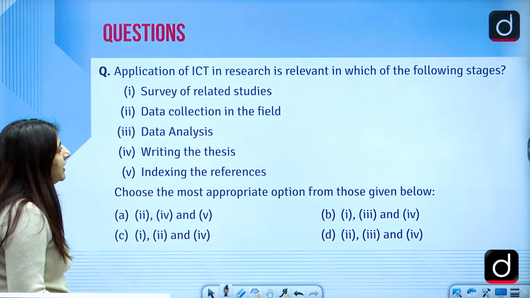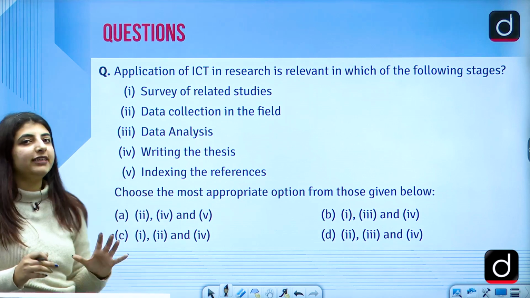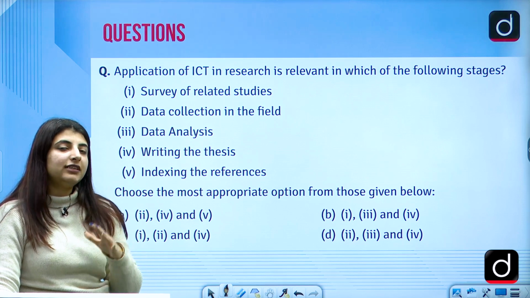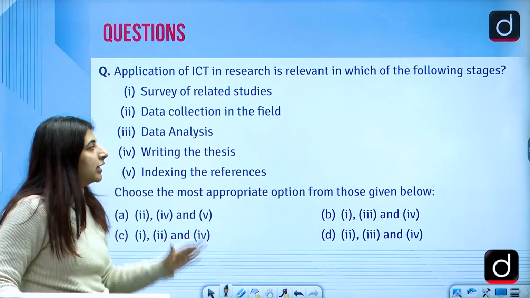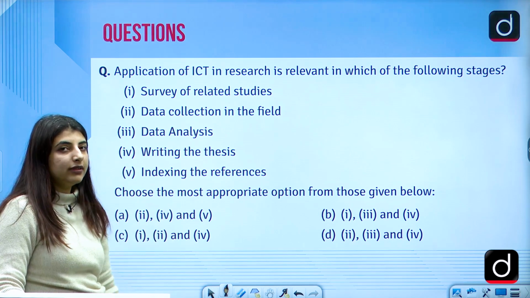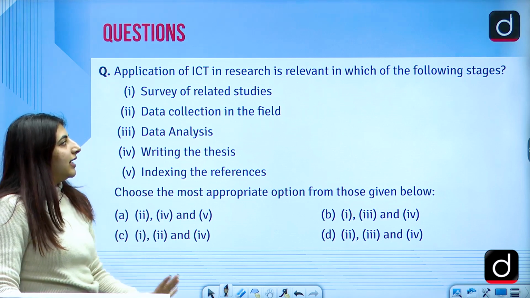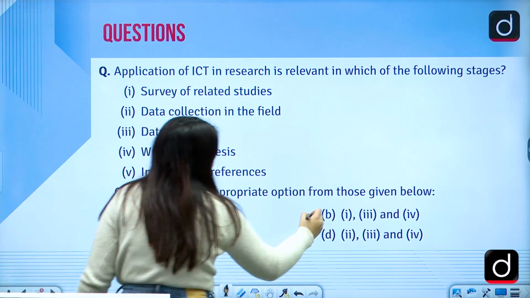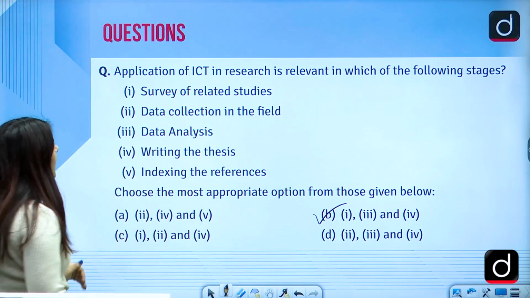The application of ICT in research is relevant in which of the following stages? Here you are going to see in a focused manner where that is most relevant, right? So pause your screens, look for the answer and then see what the answer is exactly. The answer that we have here, which is correct, is option B, and B says option 1, 3 and 4.